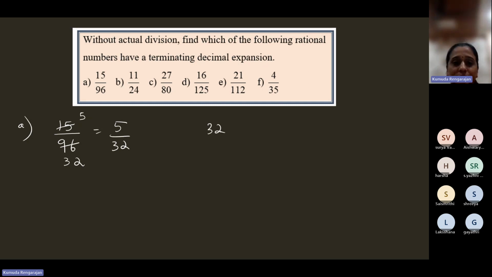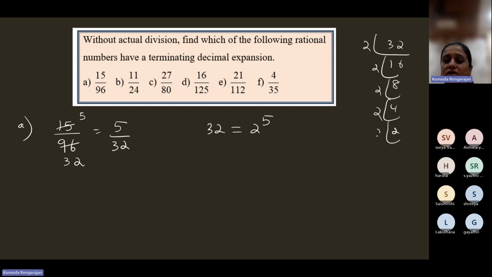Express the denominator as a product of its primes. So you know 32 can be written as 2 to the power 5. You do this process: 2 16s are 32, 2 8s are 16, 2 4s are 8, 2 2s are 4, and 2 1s are 2. So 32 is equal to 2 to the power 5. Now, what are the primes we have in the factorization of 32? We have only 2. 32 can be expressed as 2 to the power 5 into 5 to the power 0.